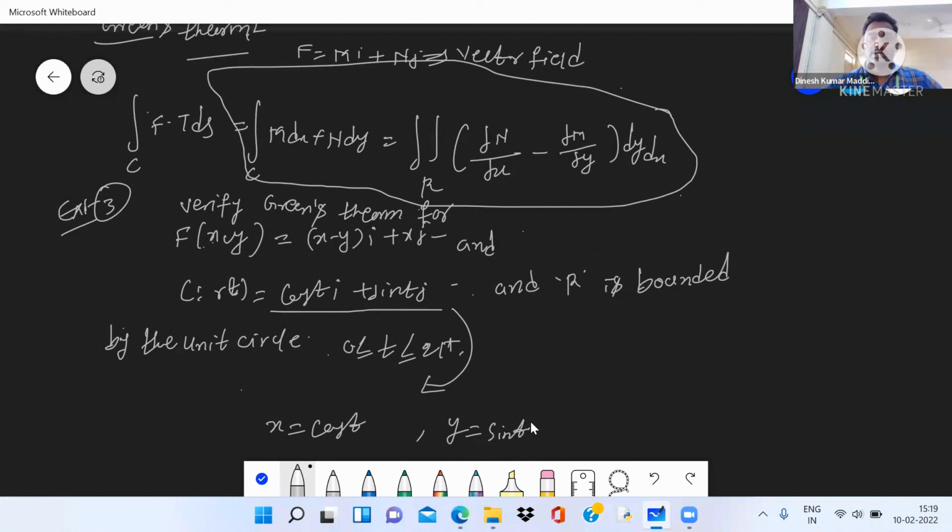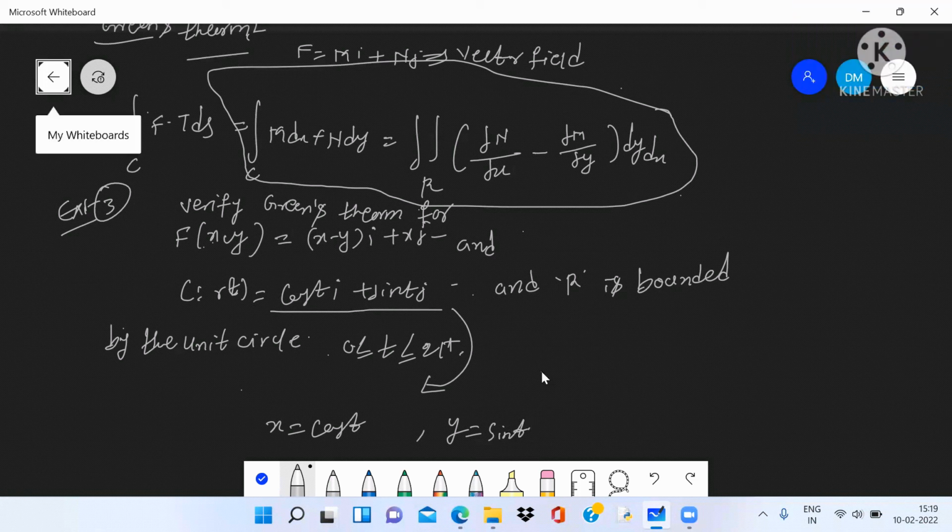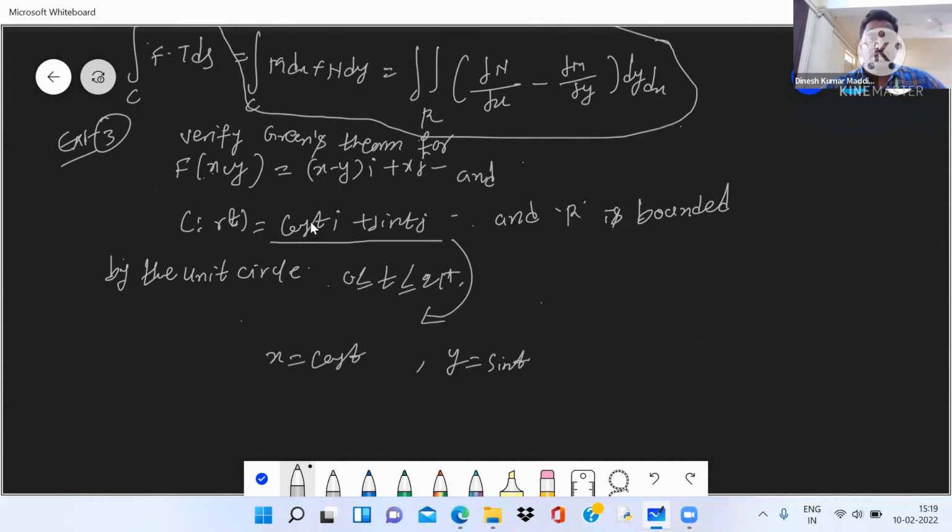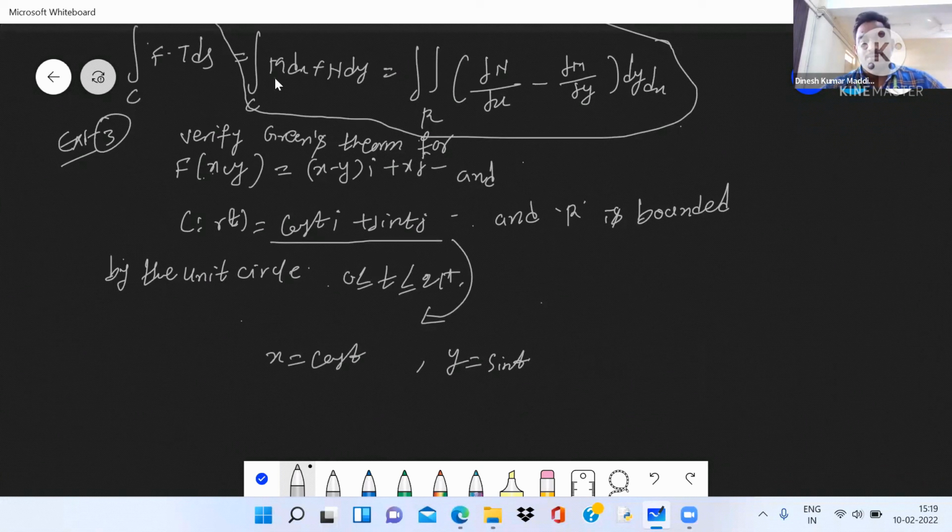Okay, so to find this part, we need M dx plus N dy, all of it. Here M is equal to x minus y. We have to convert this in terms of t, because the given limits are in terms of t only. That's why I'm converting all these terms into t. x equals cos t, y equals sin t. So M is equal to cos t minus sin t.